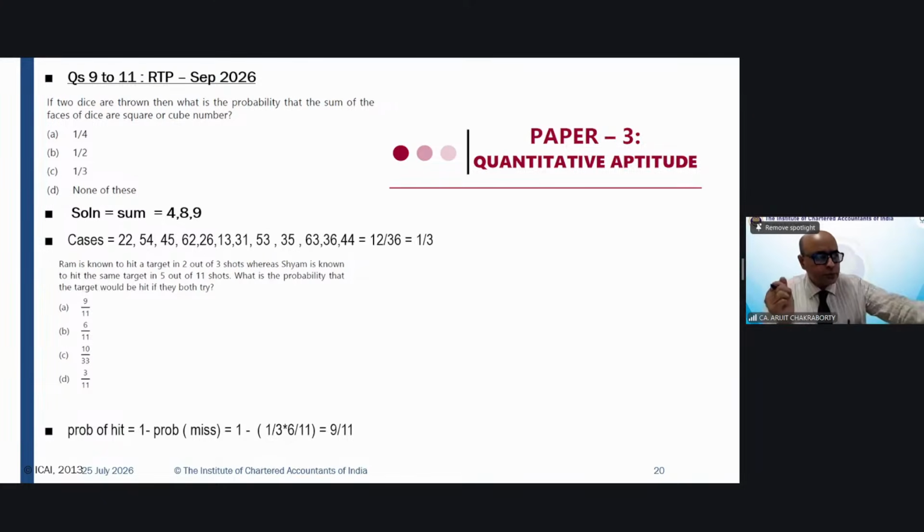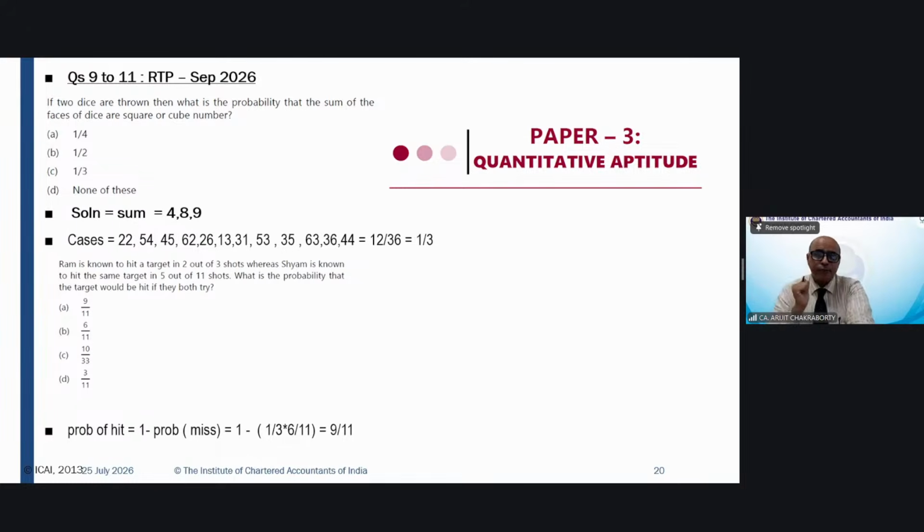So it's given that Ram's probability of hitting the target is 2/3. That means the probability that Ram hits the target is 2 by 3. So what is the probability that Ram misses the target? It's the complementary, so 1 minus 2 by 3. So the probability of Ram missing the target is 1 by 3.